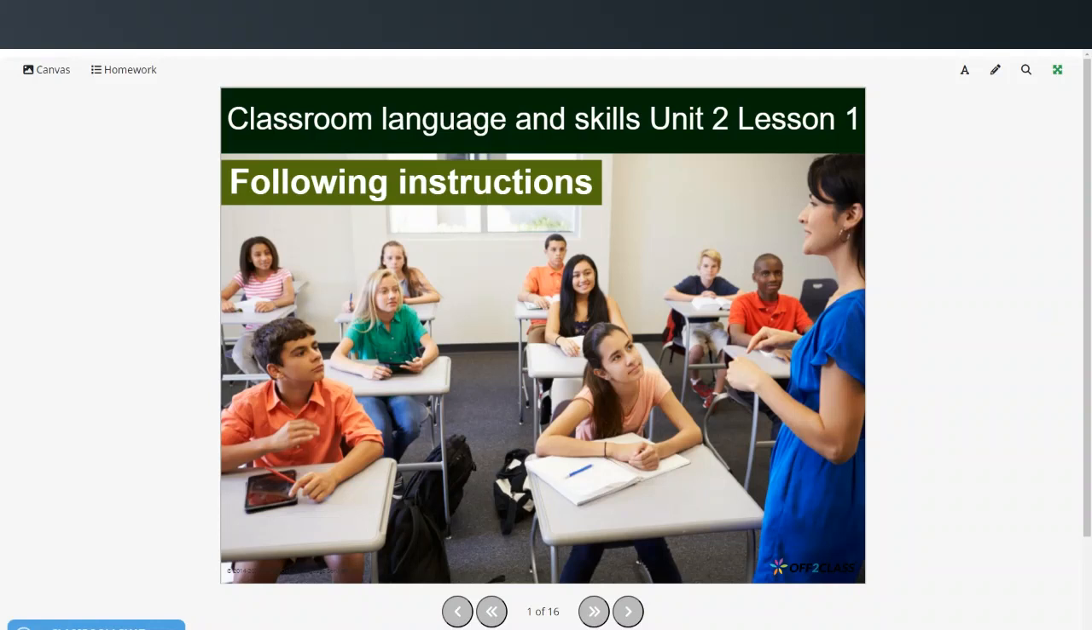We're continuing our discussion of classroom language and skills. This is a B1 level lesson, and today we're going to be talking about following instructions.